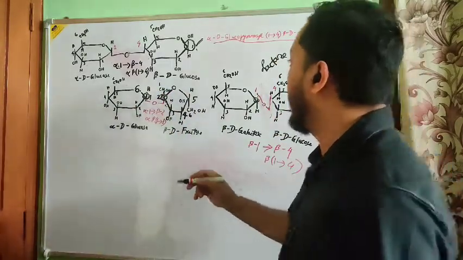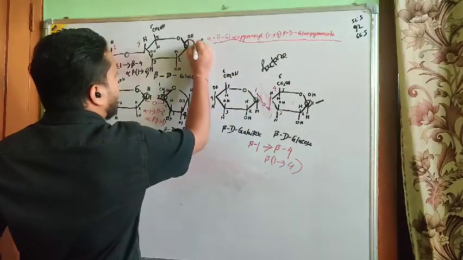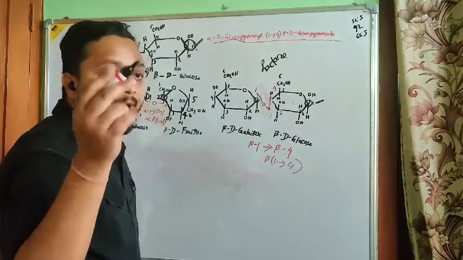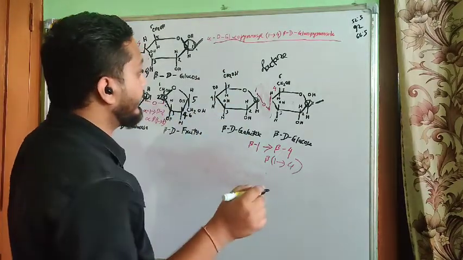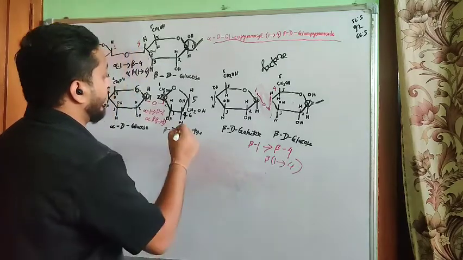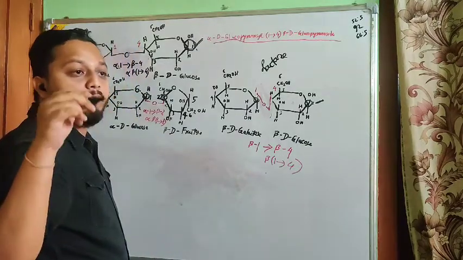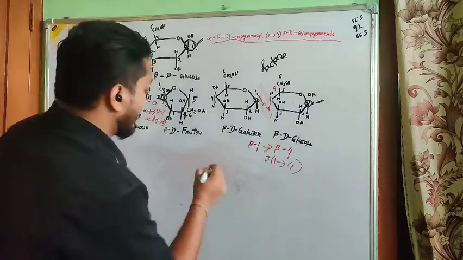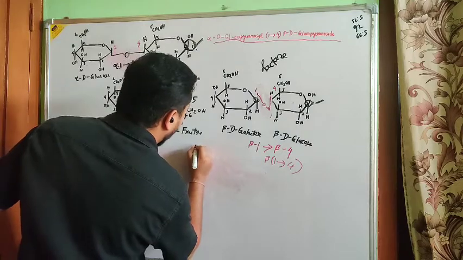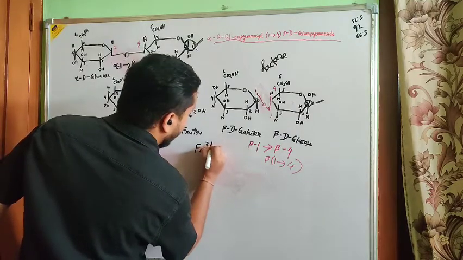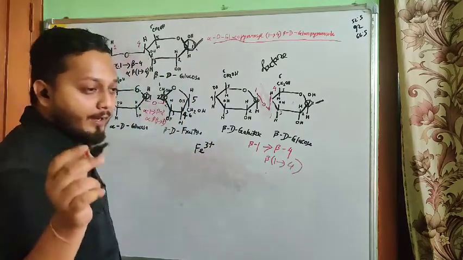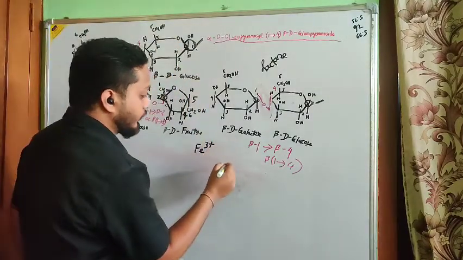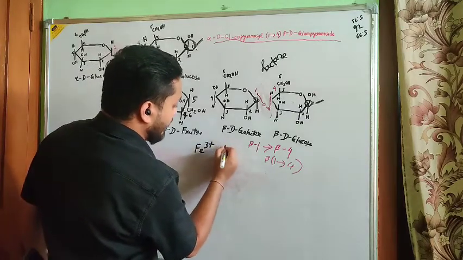Now why reducing sugar? This is the free anomeric carbon atom. In free anomeric carbon atom, there are lone pairs of electrons. Therefore, it can donate this lone pair of electrons to metal ion. Suppose this is ferric ion, the oxidized state of iron.